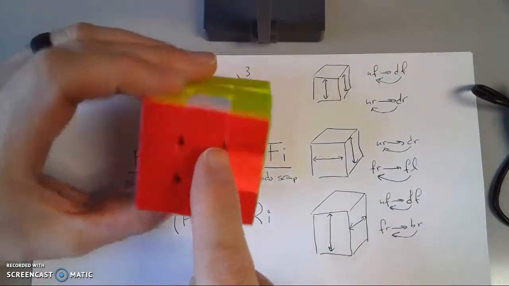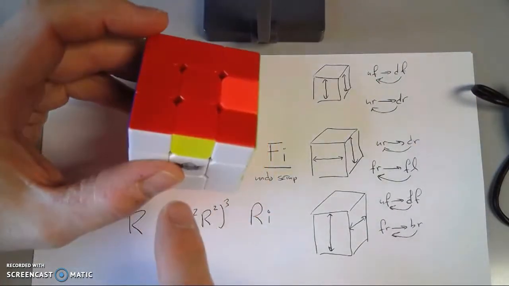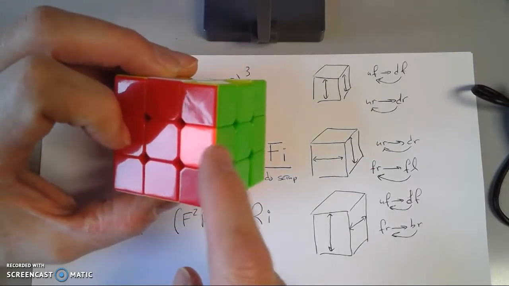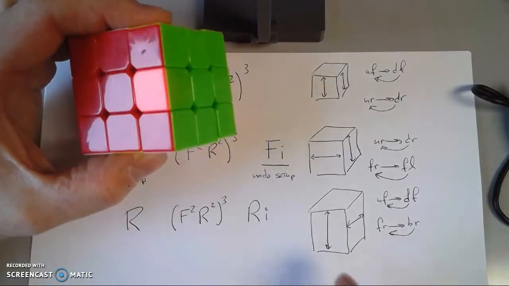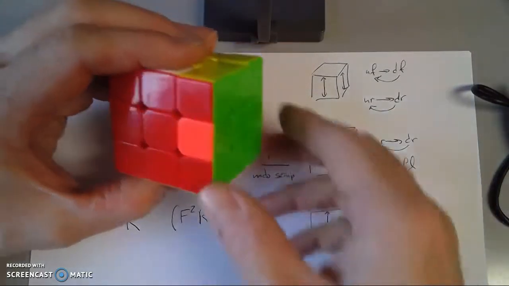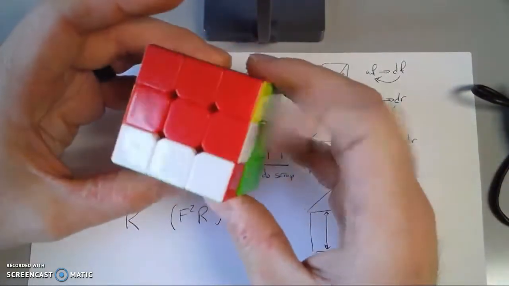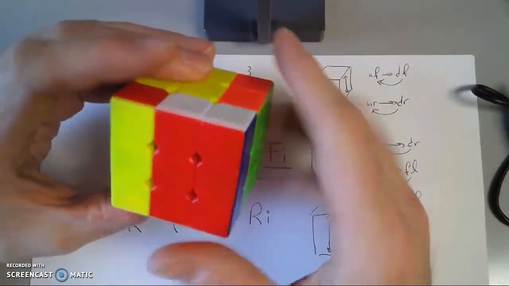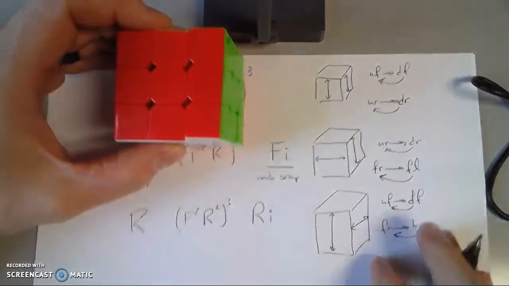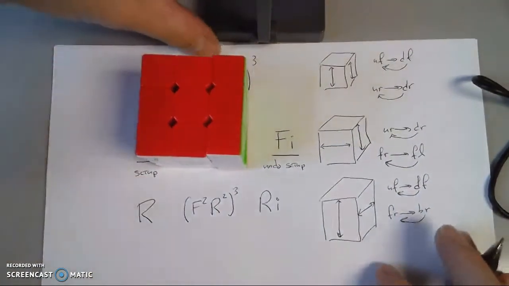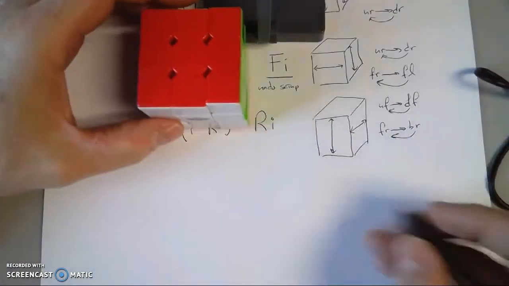Now you can see there's my up front and down front, and here's my front right and back right. So it accomplished it. And again, if we want to undo this, we just do it again. So R, F squared, R squared, F squared, R squared, F squared, R squared, Ri. Now we can do things that are a bit more complicated, a bit more challenging.